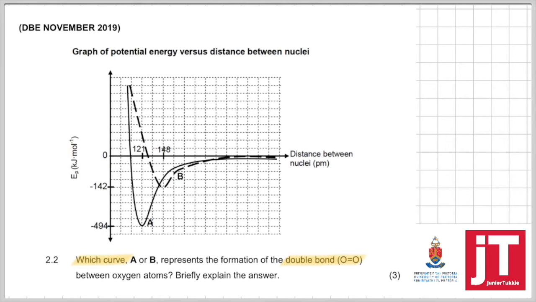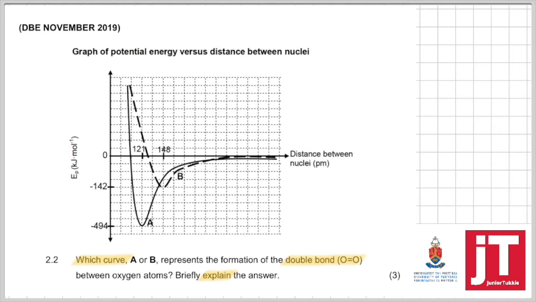Question 2.2 says, which curve, A or B, represents the formation of the double bond between oxygen atoms? Briefly explain the answer. I would like to remind you that oxygen has a valency of 2. That means that oxygen is able to form a maximum of 2 bonds. This means that either curve A or curve B represents a single bond or a double bond. We don't have triple bonds forming in this case.